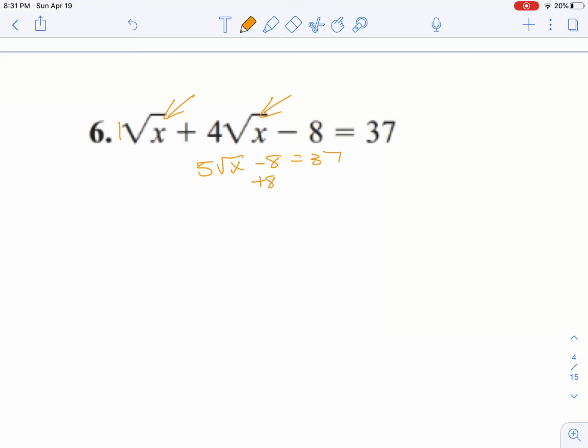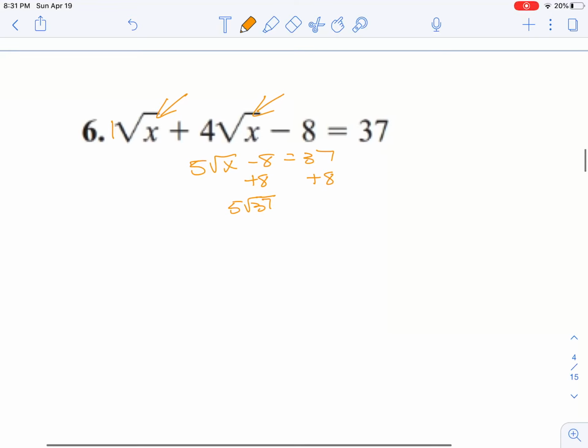So if I add 8 to both sides, 5 times the square root of... I don't like that 7 at all... equals 45. Divide both sides by 5. The square root of 37. Where did I get the square root of 37? Wow. Let's go backwards. Let me erase these. Try that again.